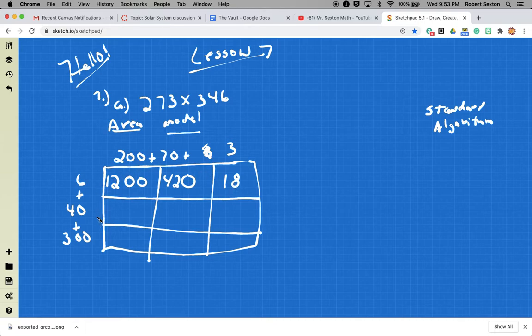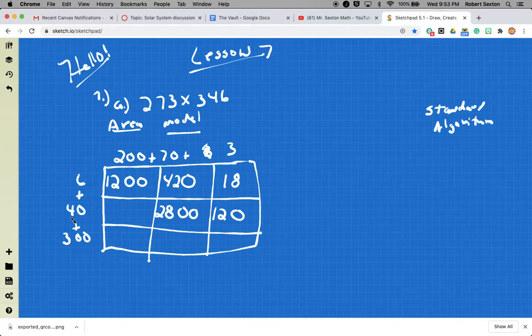Now let's go down here to the 40. 4 tens times 3. Well, 3 times 4 is just 12. But 3 times 4 tens is going to be 12 tens, right? 4 tens times 7 tens. 4 times 7 is 28. But 4 tens times 7 tens is going to be 2800, because 10 times 10 is 100.